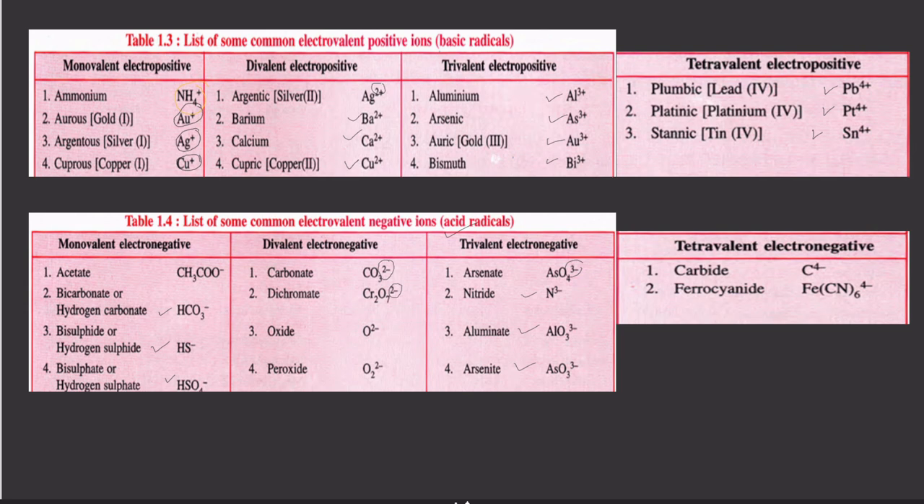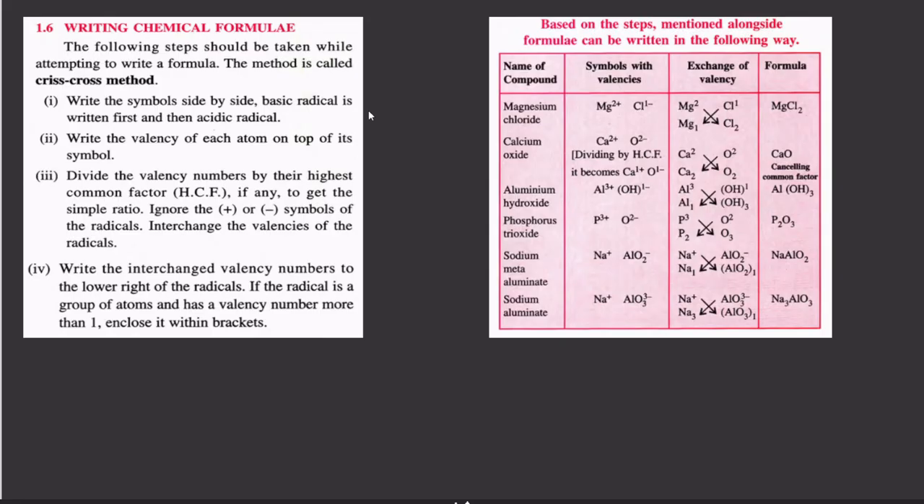Now an important part: how to write the chemical formula of the compounds. There are certain steps to be followed when we are writing the chemical formula. You should know the valency of some common elements. You should know it by reading and reading. If you learn it by heart, sometimes you may forget, but understand, think and use it. So let us see how we can write the chemical formula of compounds.